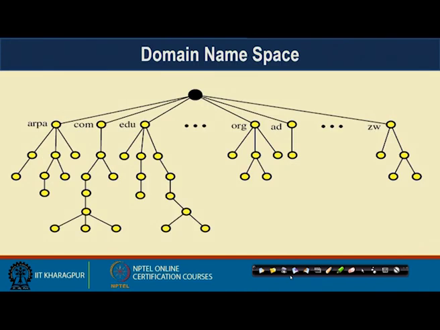Now, if we like to see the domain namespace, it is something like this. We have some top level domains like ARPA, COM, EDU, ORG and so forth, and then under that I have subdomains. Suppose India, under India there is AC, under AC IITKGP, under IITKGP CSC. So, that is the overall domain namespace. Those domain namespaces need to be defined.